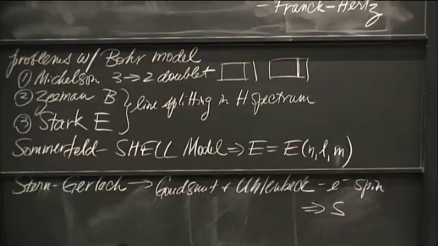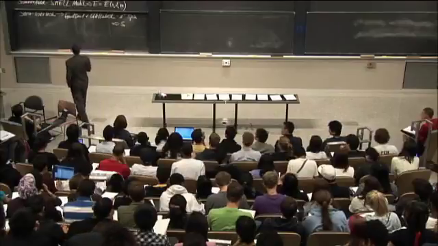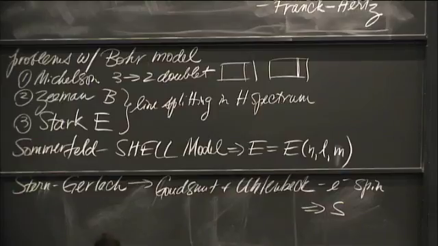Zeeman looked at a gas discharge tube, measured the hydrogen spectrum in a magnetic field and found line splitting proportional to the intensity of the field. Stark did similar experiments only in an electric field and also found line splitting, the degree of which was proportional to the intensity of the field. And the Bohr model is incapable of explaining this.